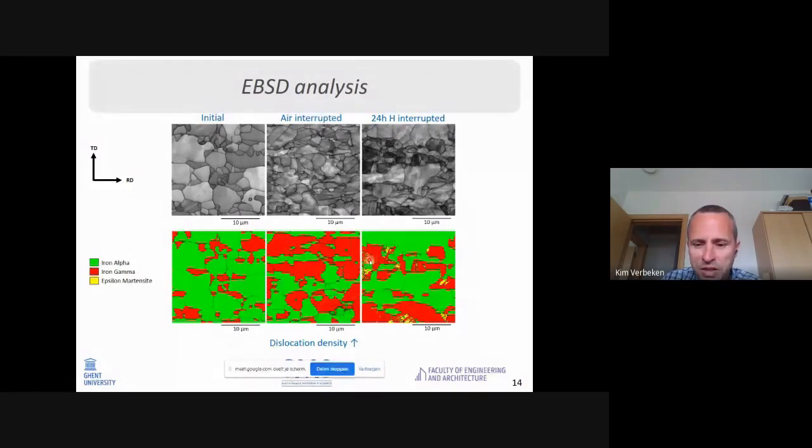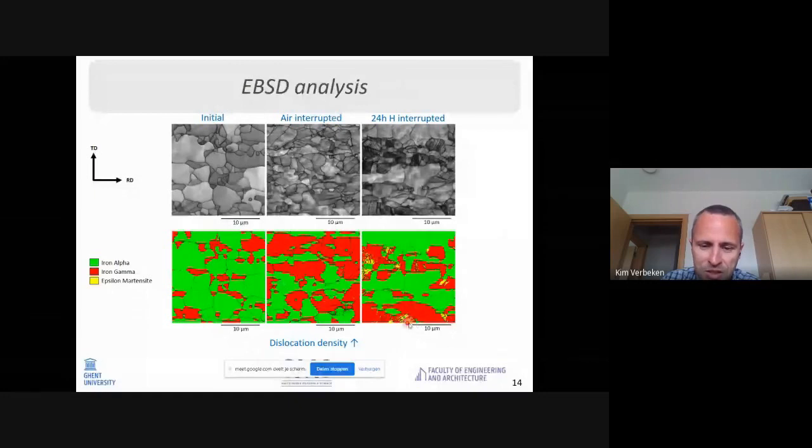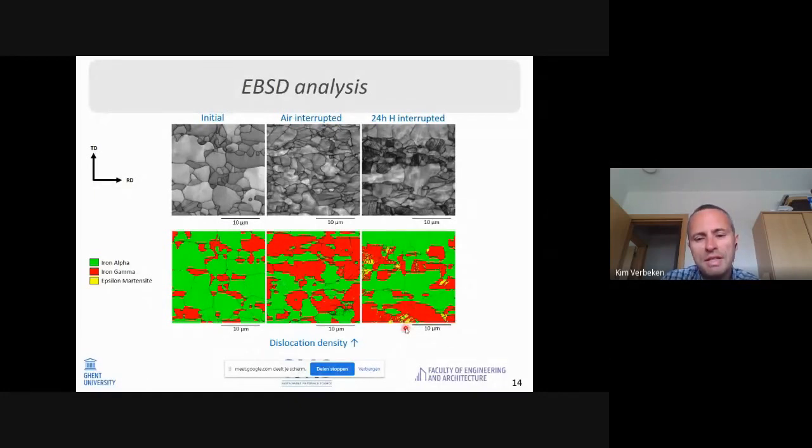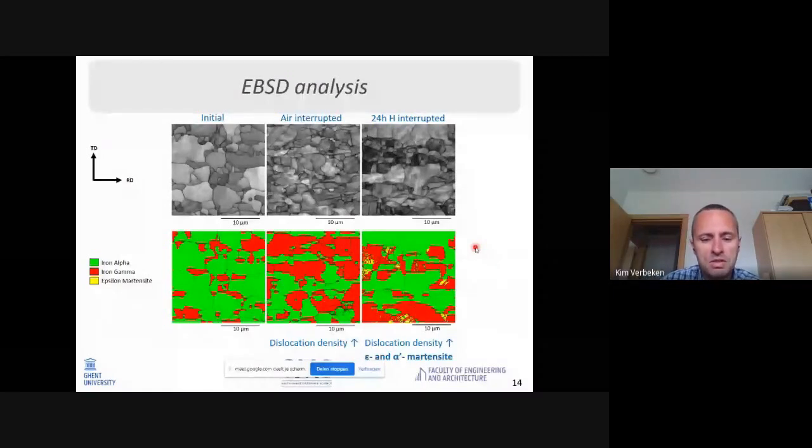And when you look carefully, you might even see that inside these epsilon martensite laths, small green islands are popping up. Those small green islands are alpha prime martensite, which is a second step in your deformation process. So you can have first austenite, this goes to epsilon martensite, and then in the next step you can form alpha prime martensite. So when we look at these pictures, we can conclude that again the dislocation density increased, but we also have the presence of epsilon martensite and alpha prime martensite.